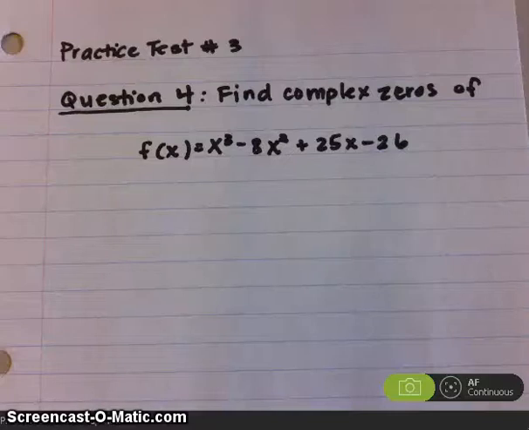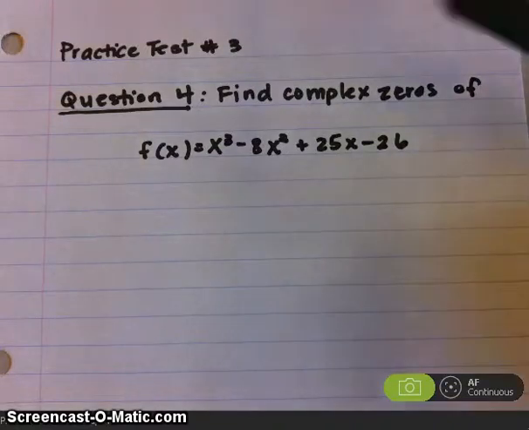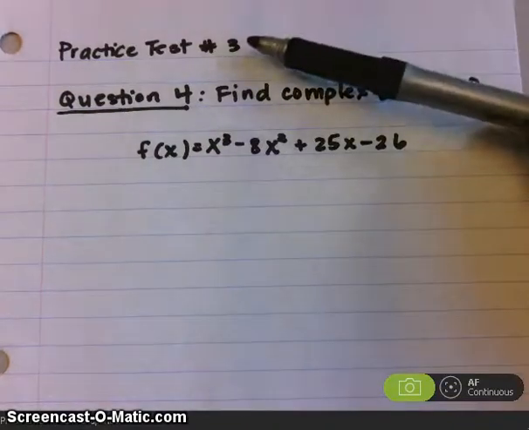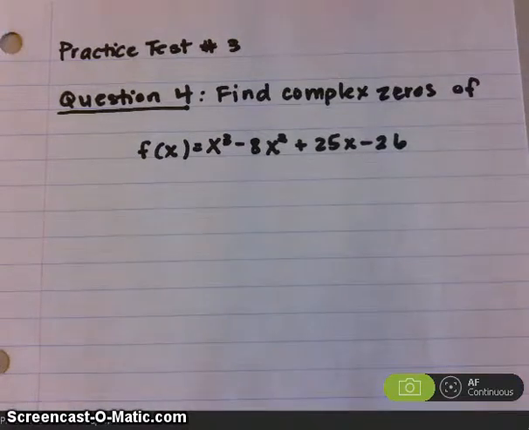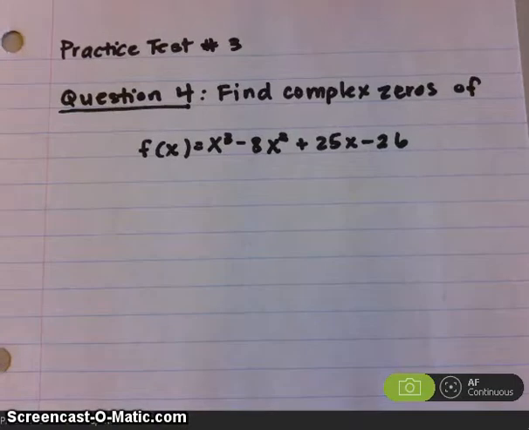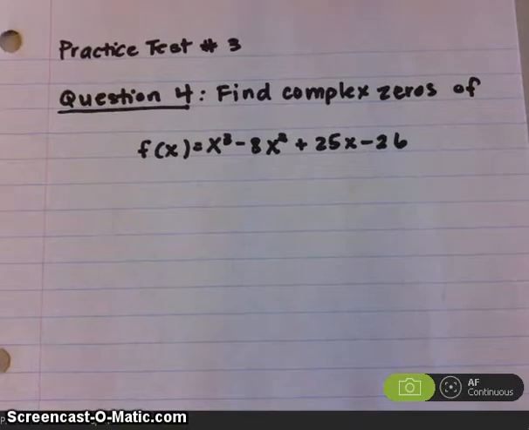So here's an example of trying to find the complex zeros of a polynomial function. I took this right from the practice test for exam number 3, and it's going to be question number 4. However, the questions do vary depending on person, so the numbers might be different, but I can at least show you the general process as I've explained it.